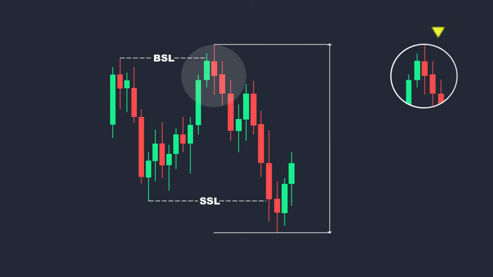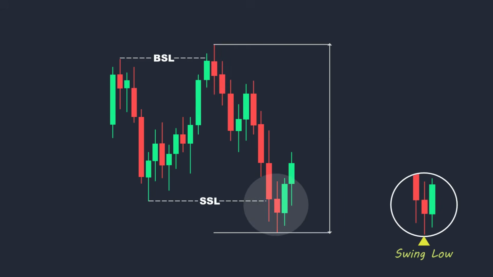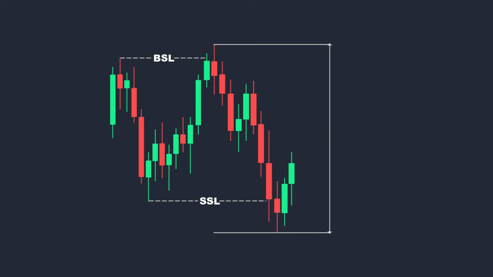A swing high is a peak formed when the price reaches a high point and is followed by lower highs on both sides, while a swing low is a trough formed when the price drops to a low point and is surrounded by higher lows on both sides. When price action takes out both buy-side liquidity above a swing high and sell-side liquidity below a swing low, the range from that high to that low, or vice versa, becomes our dealing range.